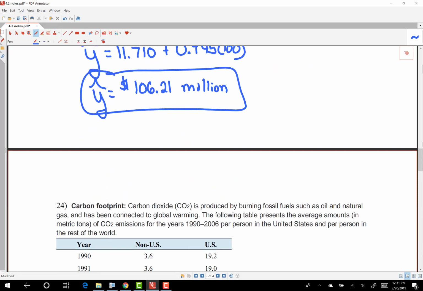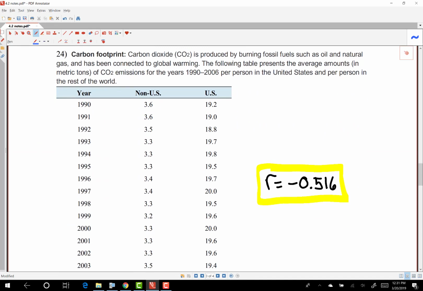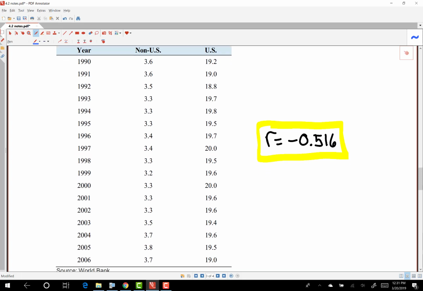All right, let's look at another one. We saw this one last class as well, or last section as well. It's on the carbon dioxide that is formed by non-U.S. countries and U.S. countries in the years 1990 through 2006. And so we found a moderate correlation. Our r was negative 0.561.